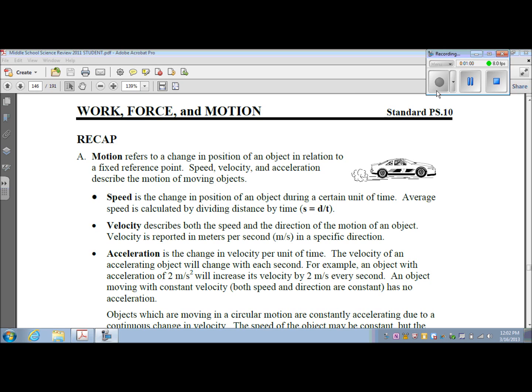For example, an object with acceleration of 2 meters per second squared will increase its velocity by 2 meters per second every second. An object moving with constant velocity, where both speed and direction are constant, has no acceleration.